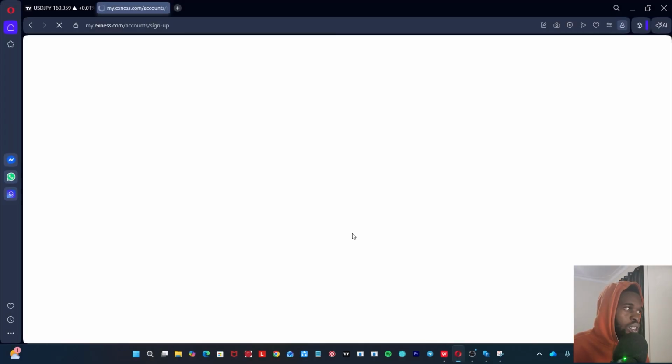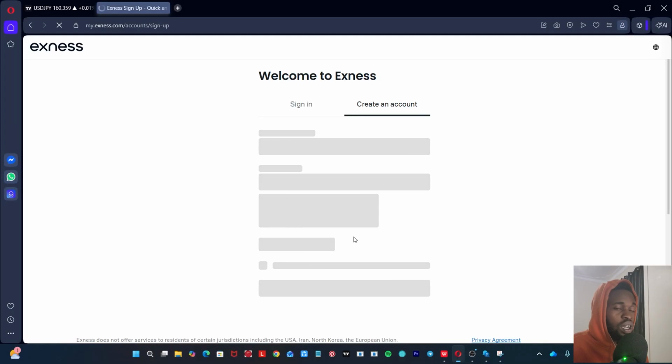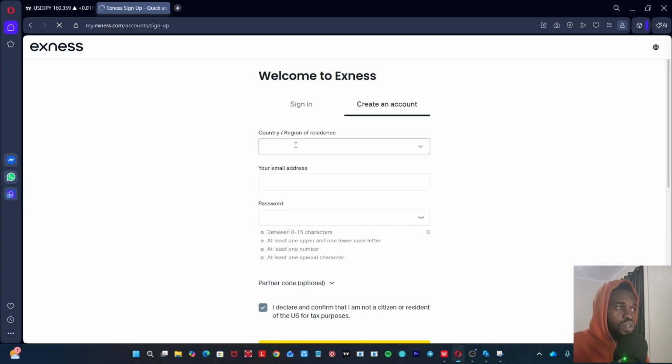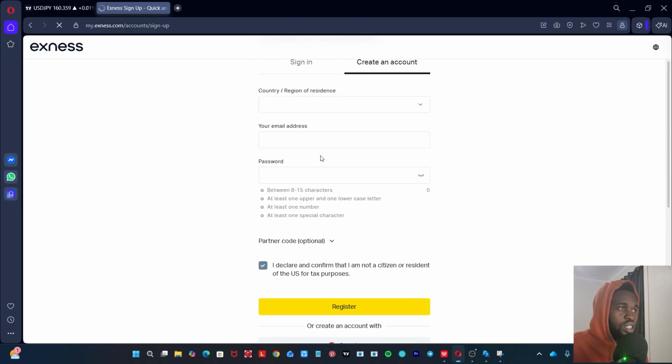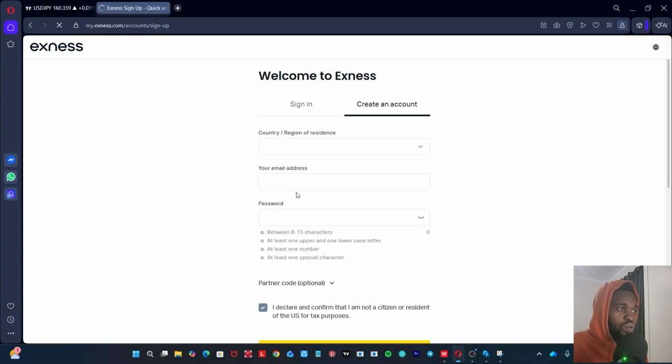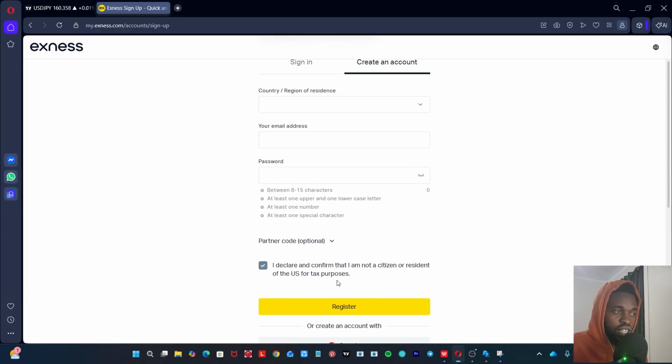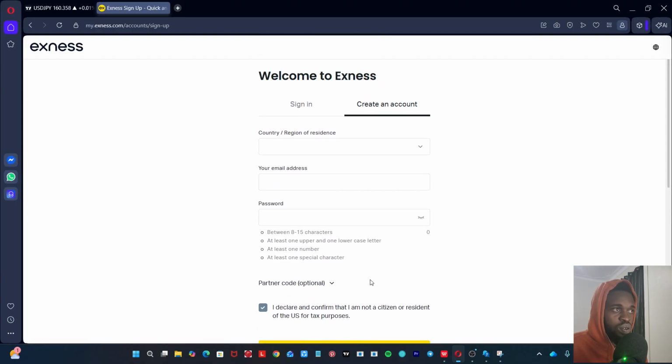Okay, here, this is the sign up area. As you can see here, they will ask you for your country of residence. You put in your email, you put in your password. For this broker, you have to make sure that you confirm whether you're a US citizen or not for tax purposes, because US citizens would have to file for taxes and all that, or any country according to that.